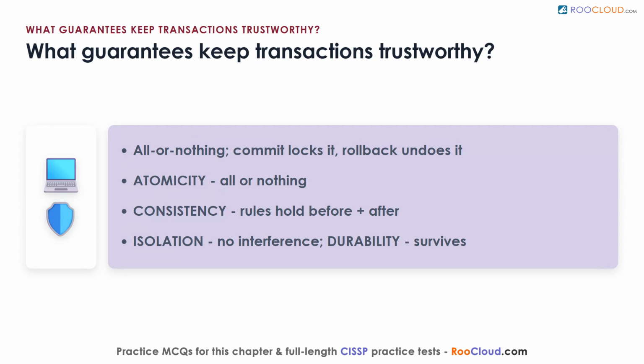Four required properties, together called the ACID model, make this reliable. Atomicity means all or nothing. Consistency means the database obeys its rules before and after. Isolation means concurrent transactions do not interfere with each other. And durability means once committed, the result survives, protected by mechanisms like transaction logs. Think of a transaction as a two-part handshake that either completes fully or never counts at all.